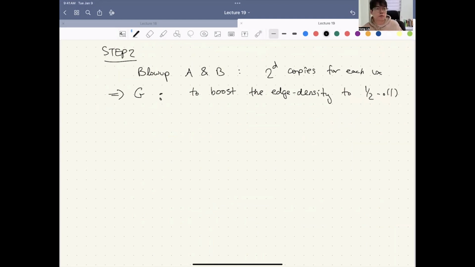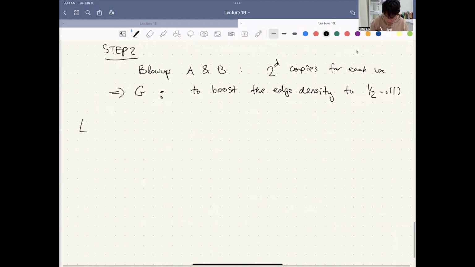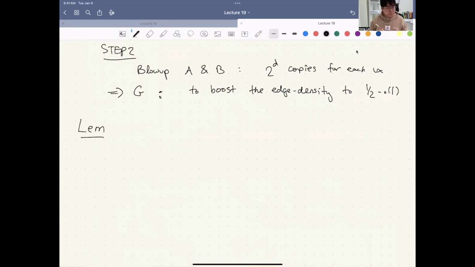Any questions so far? No? Very good. So, lemma: AB almost complete.